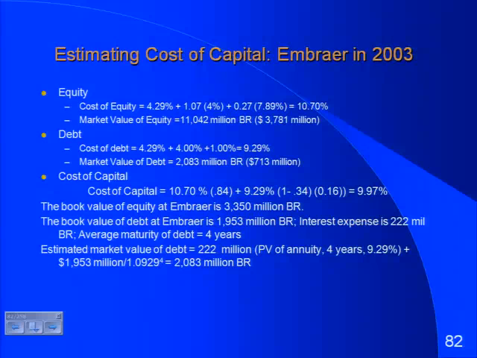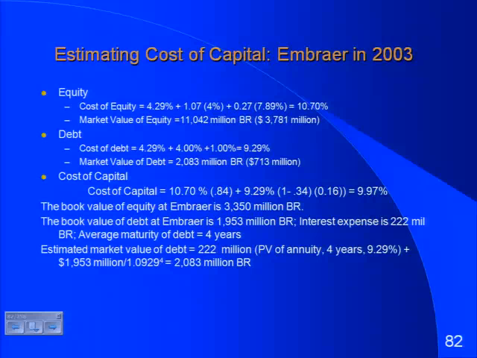What I'm trying to do is apply what I know from pricing a bond to looking at the entire debt structure. Think of this as a gigantic corporate bond with a coupon payment of 222 million, a face value of 1.95 billion, and a maturity of 4 years, and I'm using the 9.29%, which I think is the right interest rate today, to compute the present value of those payments. What I get as a present value, 2.083 billion, is what I've used as my estimated market value.